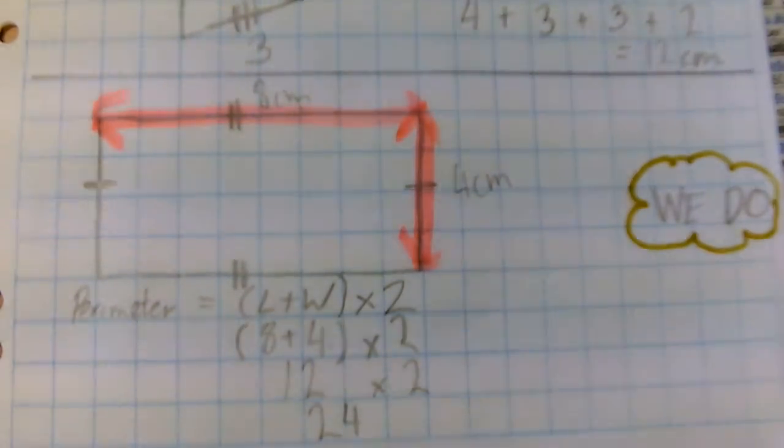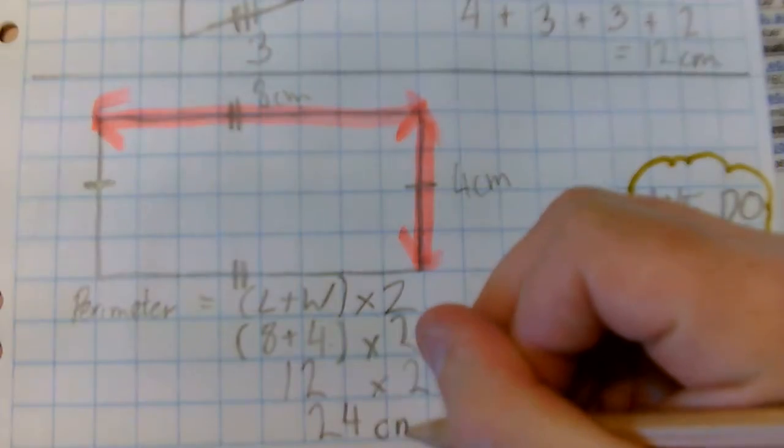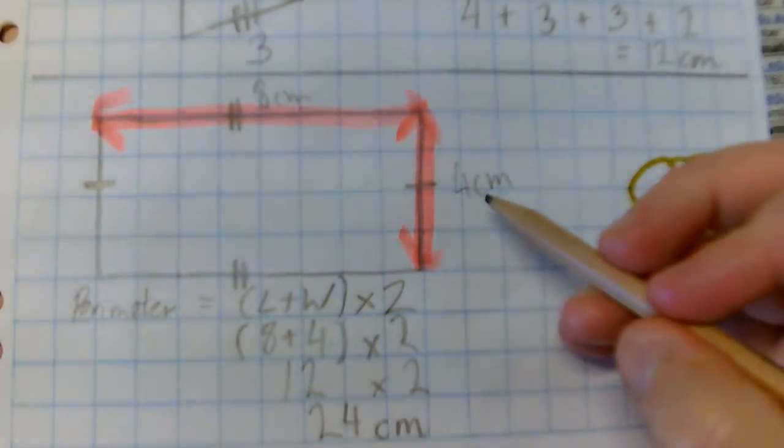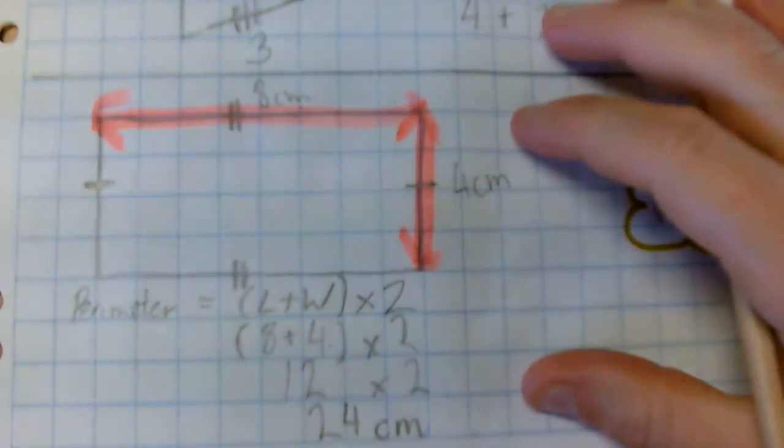Give you some thinking time. The answer is I don't leave it like that. I've got to put my unit of measurement because we've got centimetres. So hopefully you've had a go. The next one is a you-do. I'm going to change the page in my book.